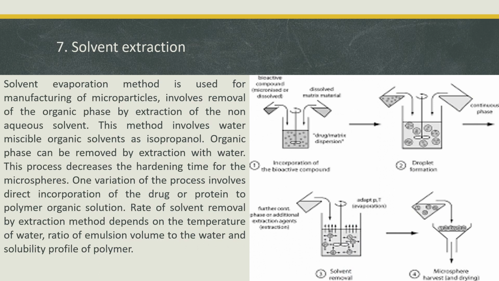Solvent extraction method. Solvent evaporation method used for manufacturing of microparticles involves removal of the organic phase by extraction of the non-aqueous solvent. This method involves water miscible organic solvents such as isopropanol. Organic phase can be removed by extraction with water. This process decreases the hardening time for the microspheres.